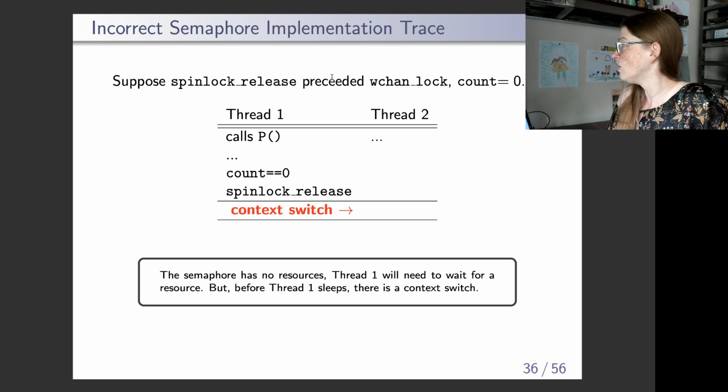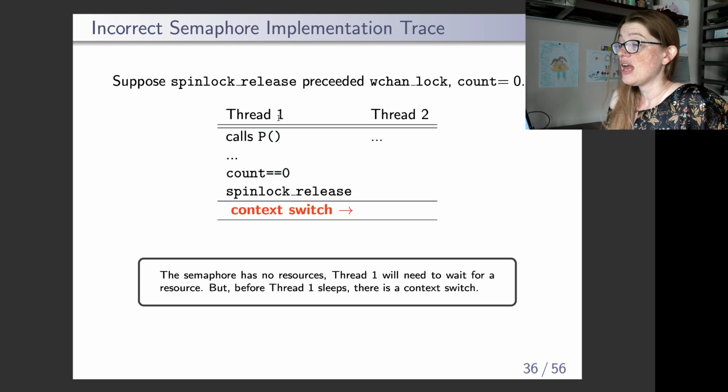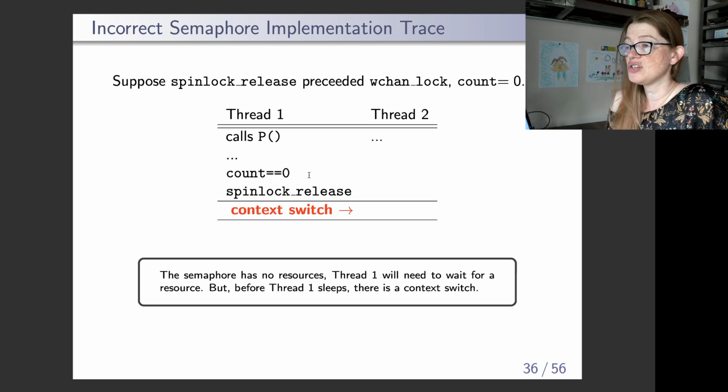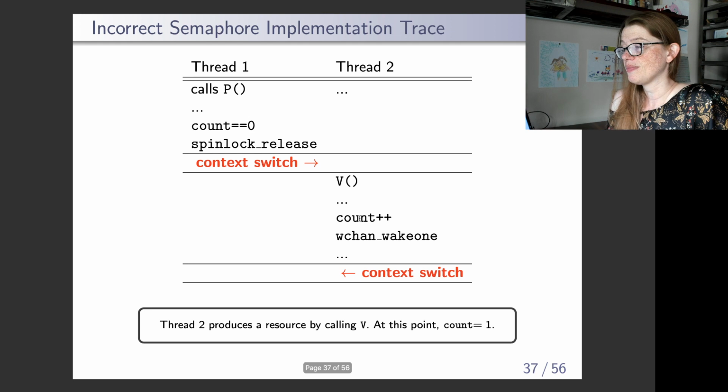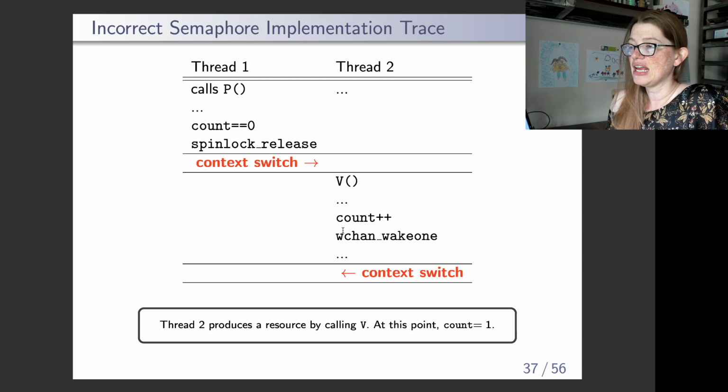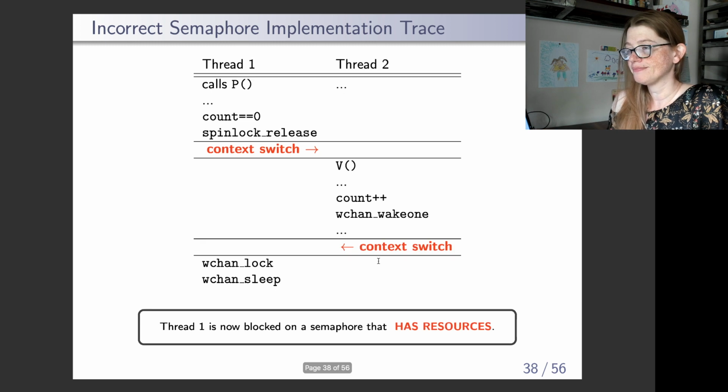What's going to happen there, if we watch real close, is thread 1 is going to call P. When it checks the count, it notices that the count is 0, so there are no resources available. Then it releases the spin lock immediately after that count check. Then we get a context switch. Now, thread 2, the thread that's trying to release, is going to execute V in its entirety. So it increments the counter, it calls wake 1, and then it releases the spin lock, and we get a context switch back to thread 1.